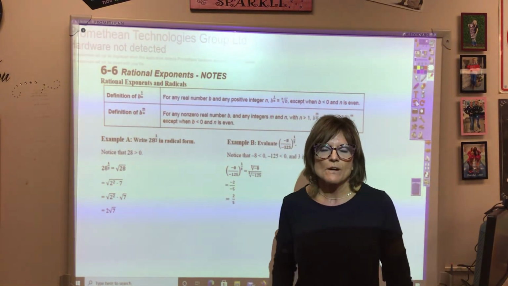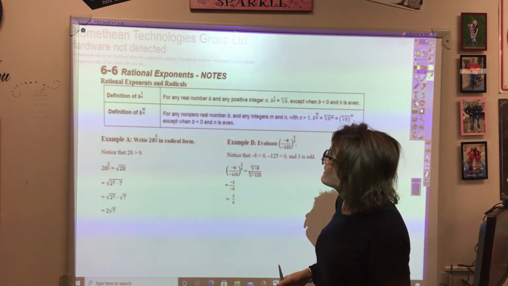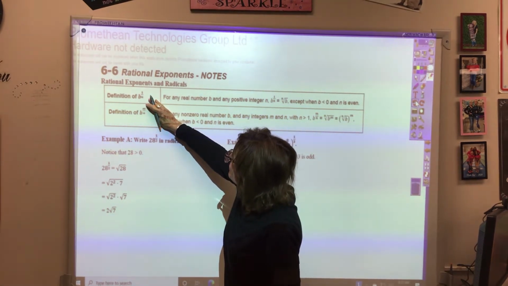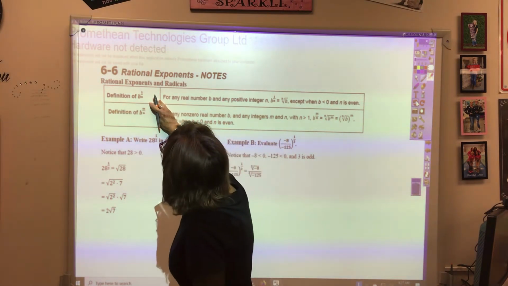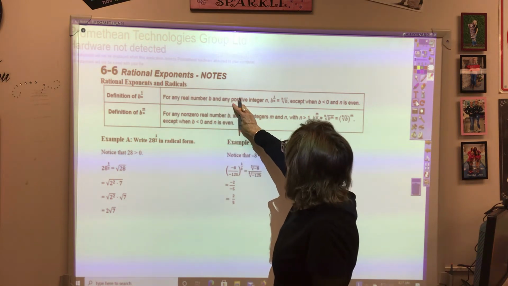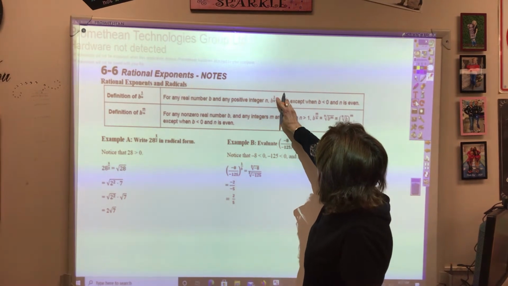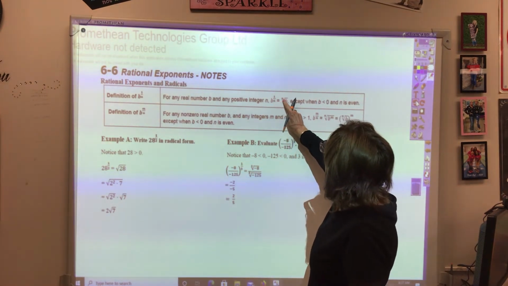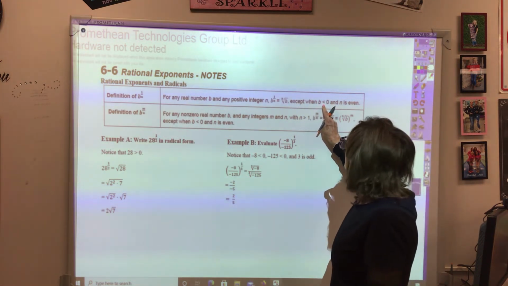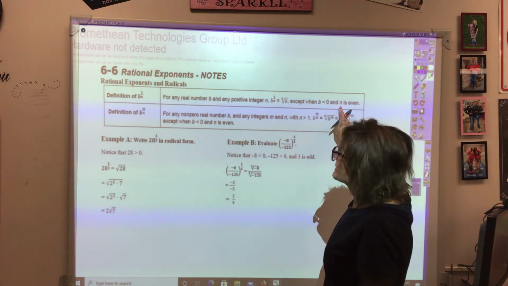Class, today we're going to be talking about section 6.6, rational exponents. So the definition of the first exponent, b raised to the 1 over n power, for any real number b and any positive integer n, b raised to the 1 over n power equals the nth root of b, except when b is less than 0, or negative, and n is even.